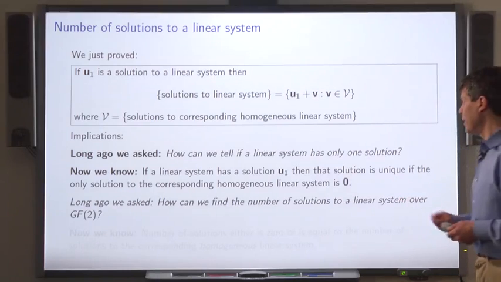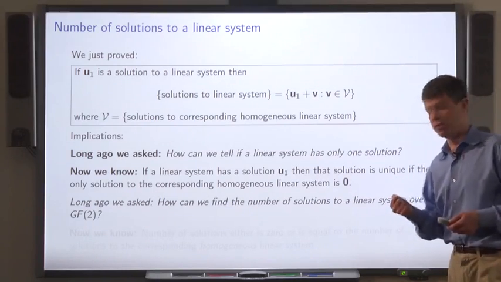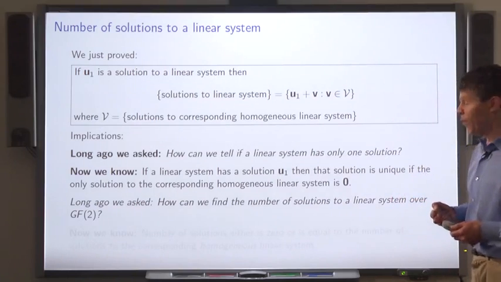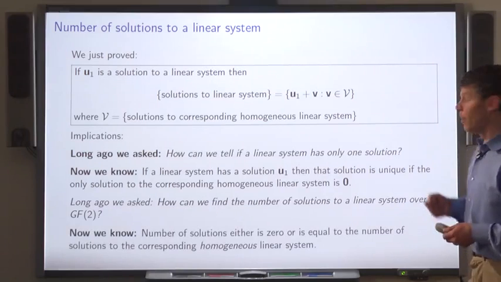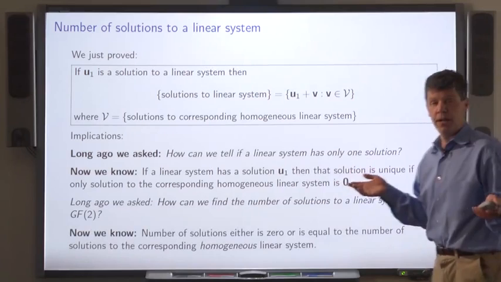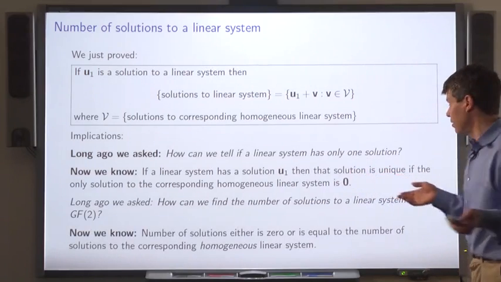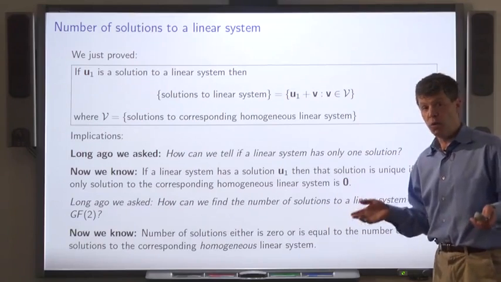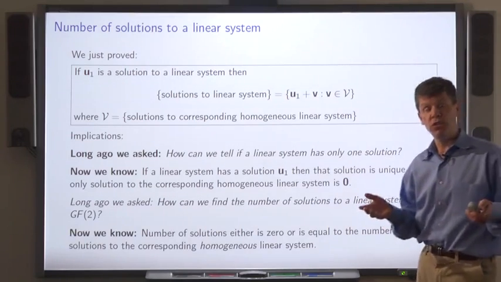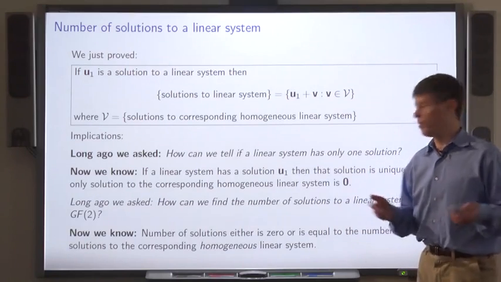We also asked, how can we find the number of solutions to a linear system over GF2? Well, now we know the number of solutions could be 0, the solution set could be the empty set. Otherwise, the number of solutions is equal to the number of solutions to the corresponding homogeneous linear system.